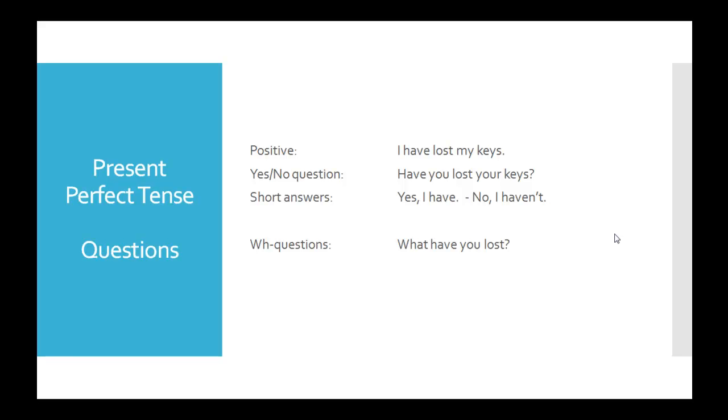Let's take another example. If the sentence is, she has cleaned her bedroom, a yes-no question for this sentence would be, has she cleaned her bedroom? Possible short answers would be, yes, she has, and no, she hasn't. A WH question would be, what has she cleaned?